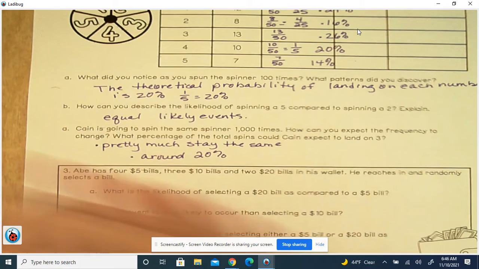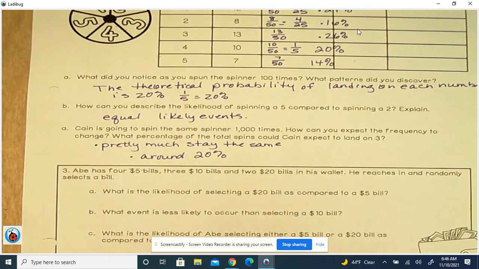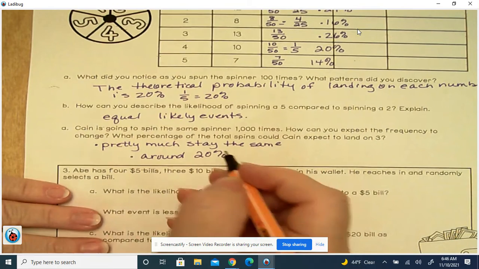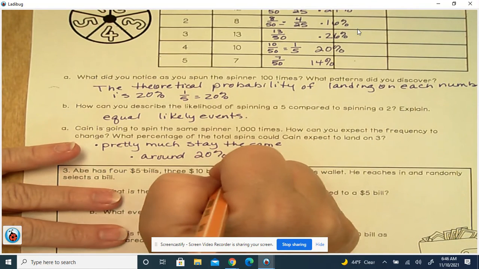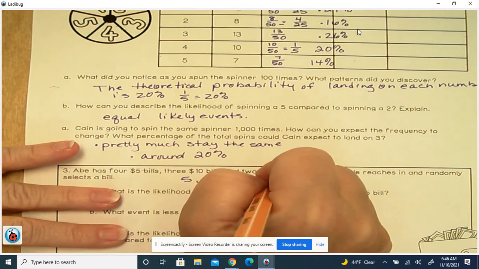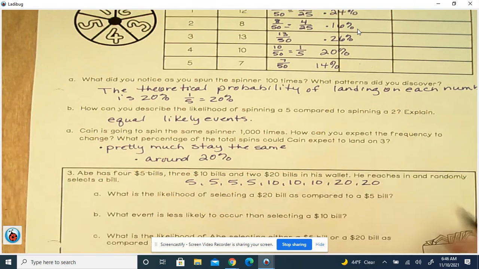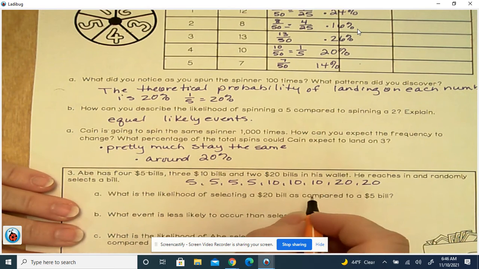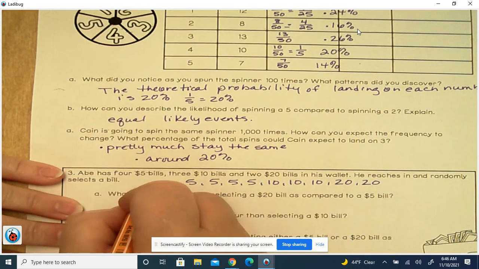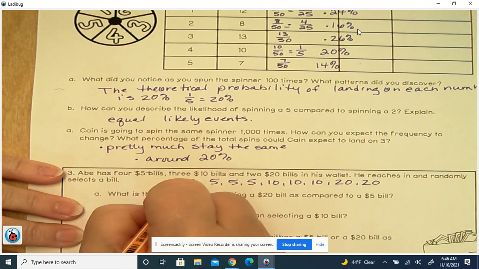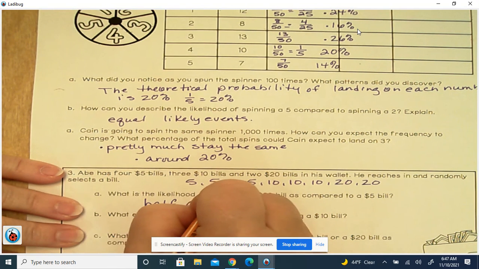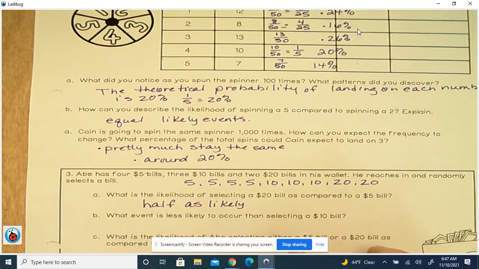Abe has 4 $5 bills, 3 $10 bills, and 2 $20 bills in his wallet. He reaches in and randomly selects a bill. What is the likelihood of selecting a $20 bill as compared to a $5 bill? That's going to be about half as likely, because there's only 2 twenties and 4 fives. So we're going to put half as likely, and that's why.